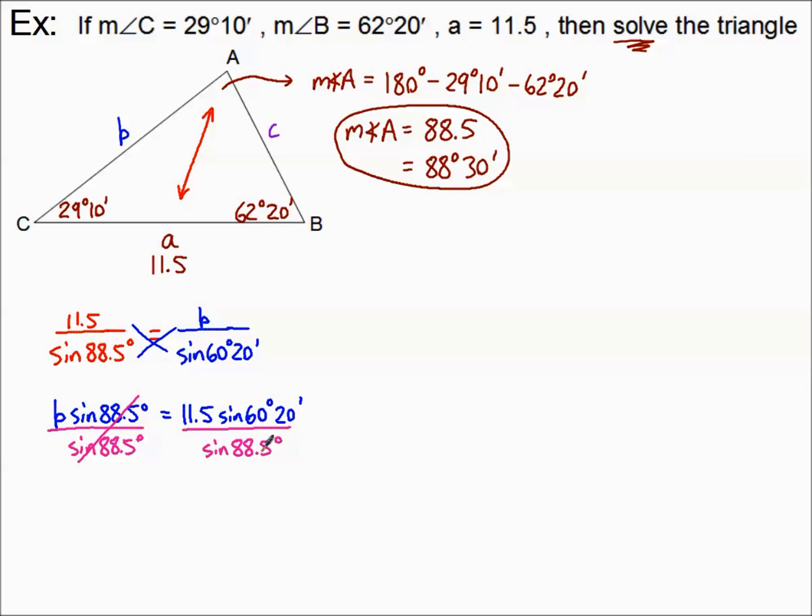Every time you're using an angle measured in degrees, please make sure you have your degree symbol. And when you plug this into the calculator, when you push this sine button, it's going to open up a parenthesis. Please be sure to close the parenthesis before you do your division. And when you do all that in your calculator, you should get 10.189 for side B.